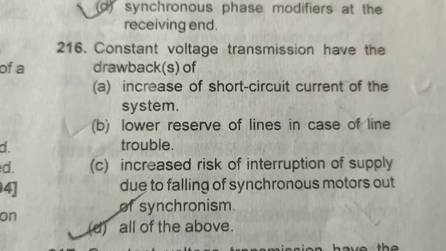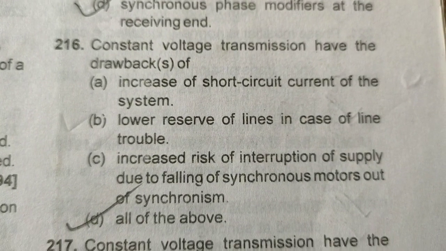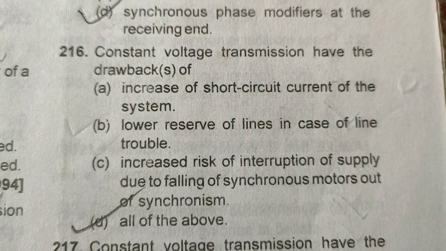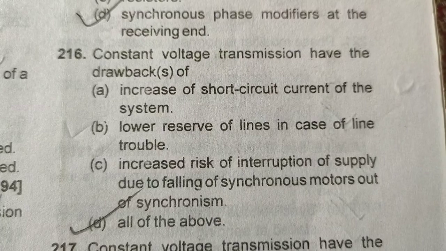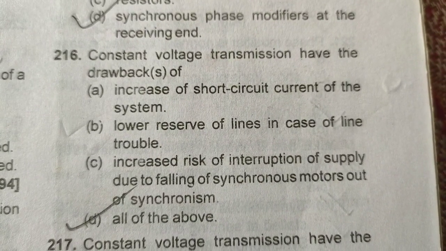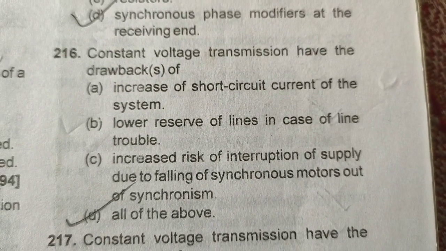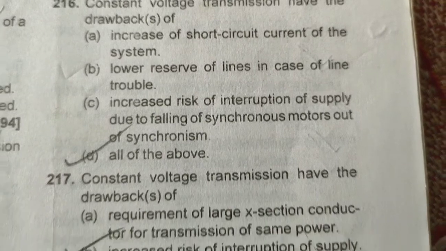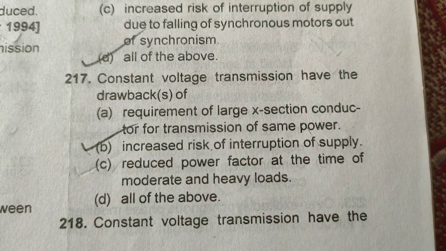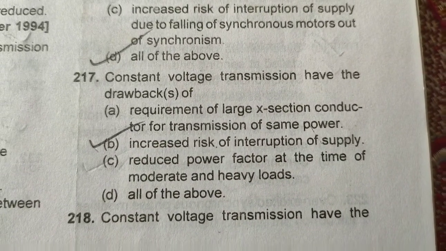Constant voltage transmissions have the drawback of increase of short circuit current of the systems, lower reserves of line in case of line trouble, increased risks of interruption of supply due to falling of synchronous motor out of synchronism, all of the above. Constant voltage transmissions have the drawback of increased risks of interruption of supply.